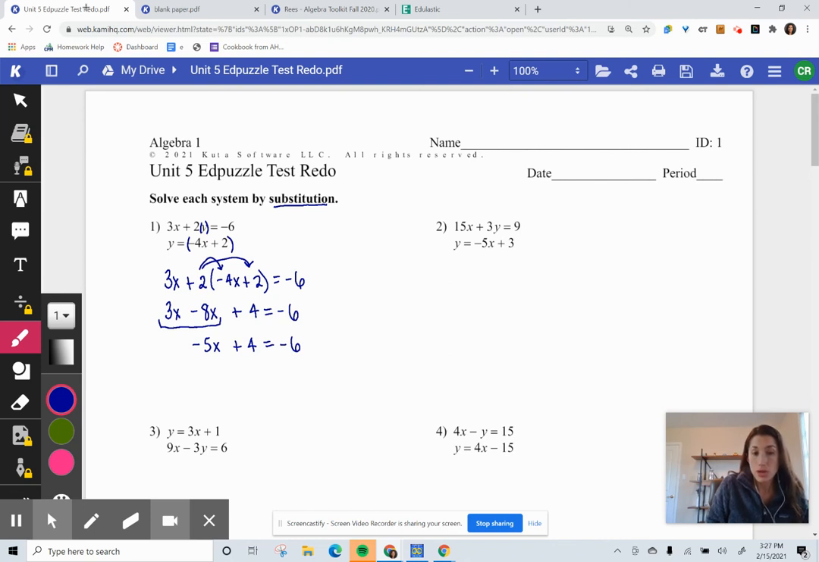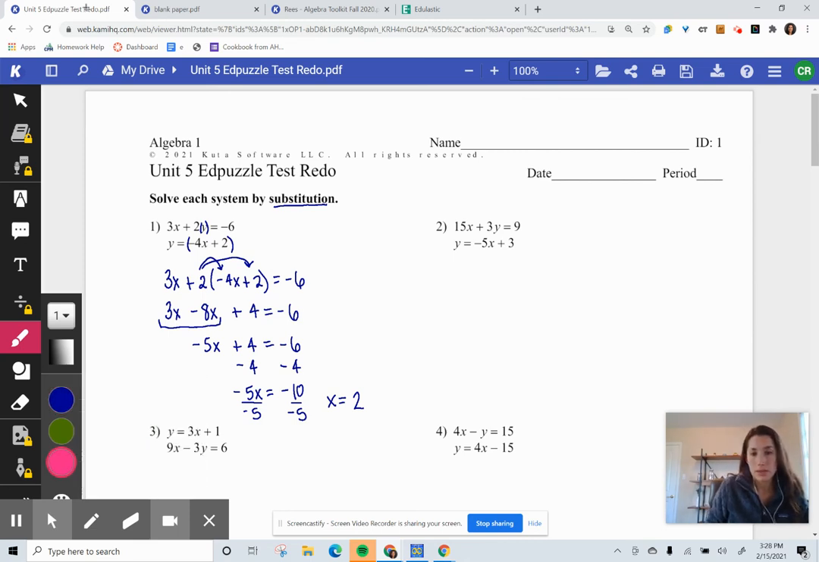We can then subtract 4. We're bringing all our numbers to the right side and leave our variable on the left side. So it would give us negative 5x is equal to negative 10. Divide by negative 5 on both sides. And that's x equaling negative divided by negative, that would be a positive. Positive 2 would be our value for x.